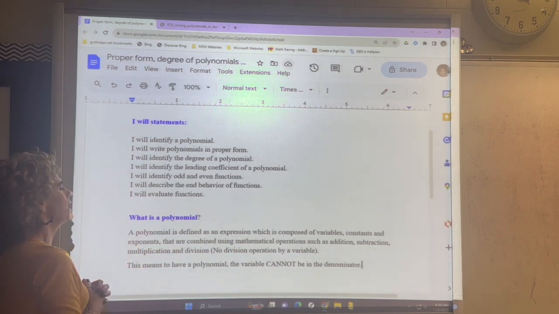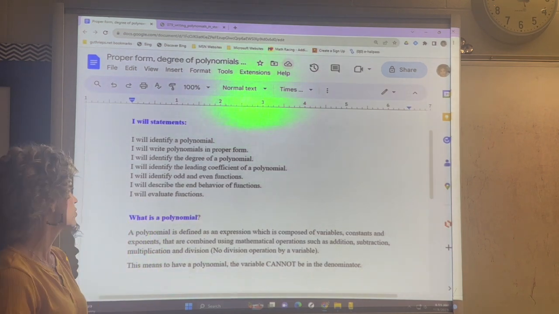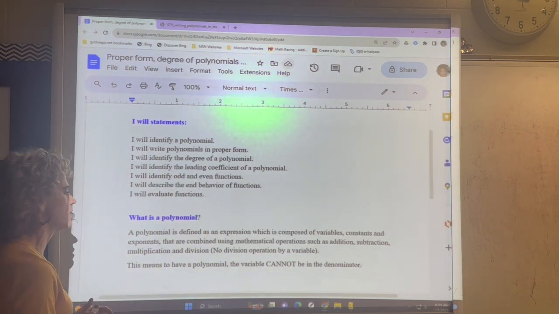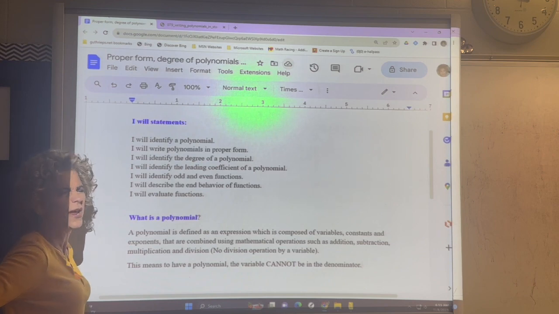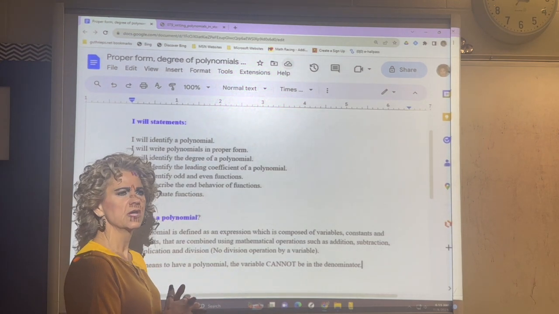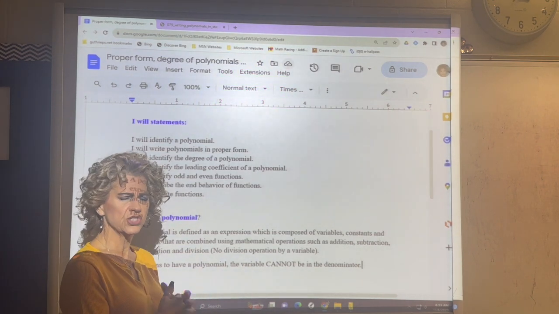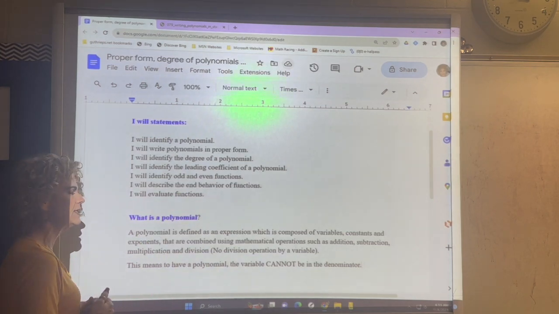Polynomial. I will identify odd and even functions. I will describe the end behavior of functions, and I will evaluate functions. We've been working with functions, with parent functions, with horizontal shifts, vertical shifts, vertical expansions, compressions, axis of symmetry, vertex change, things like that. We're going to continue this.